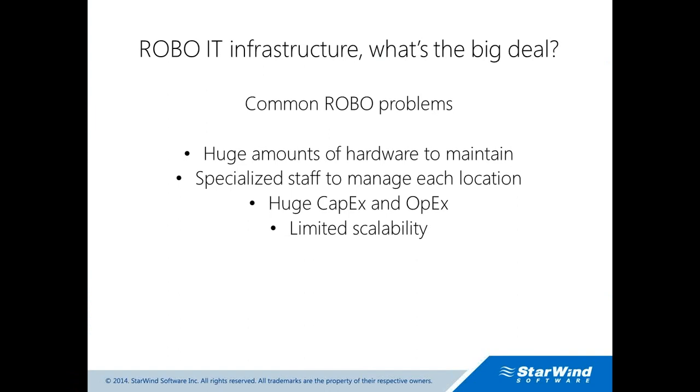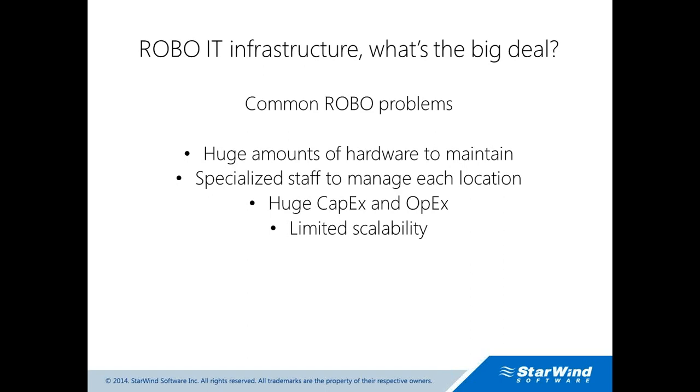Second thing is, you usually need specialized staff to manage each location, or you have a team which just drives all day long and services your branch offices or retail locations. First two points introduce us to the third one. This results in your huge CapEx and OpEx. Maintaining a lot of hardware in multiple locations, just write the amount of money you spend in one location and multiply it by the number of locations you have. And then each year, at least I would say 20% is spent on operating expenses for each location.